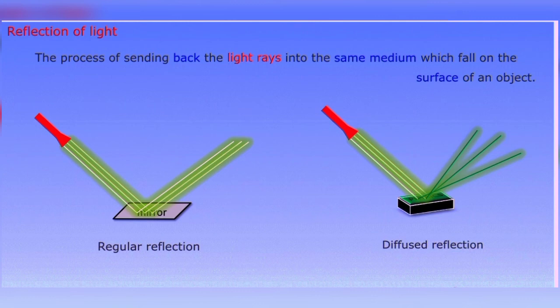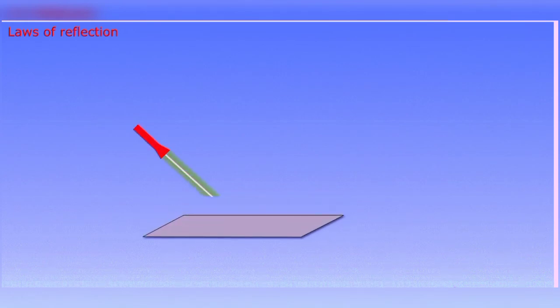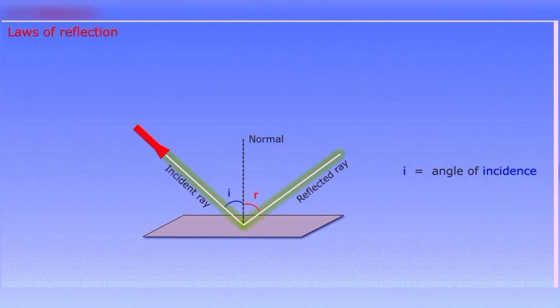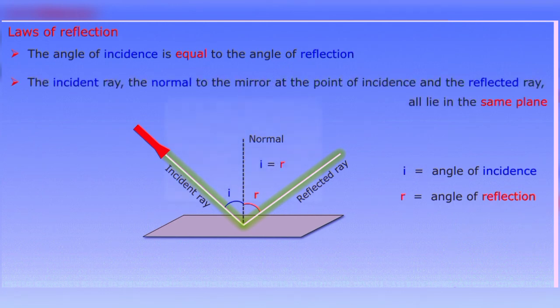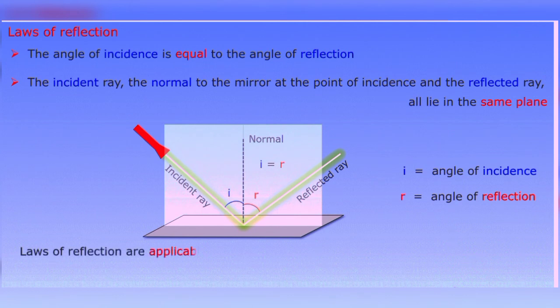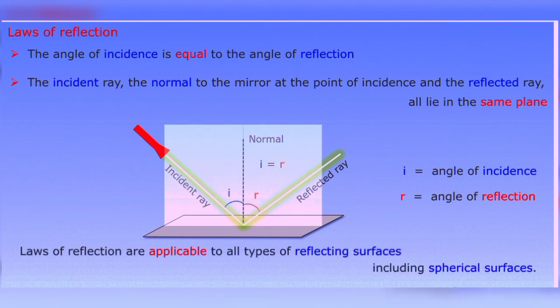Now the next heading is laws of reflection. First law of reflection: angle of incidence is equal to the angle of reflection. And second law is: the incident ray, the normal to the mirror at the point of incidence, and the reflected ray all lie in the same plane. Laws of reflection are applicable to all types of reflecting surfaces, including spherical surfaces.